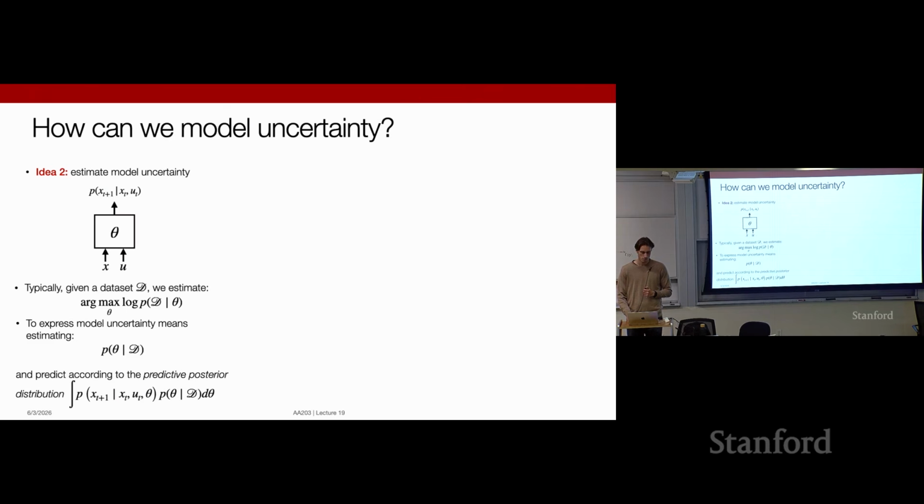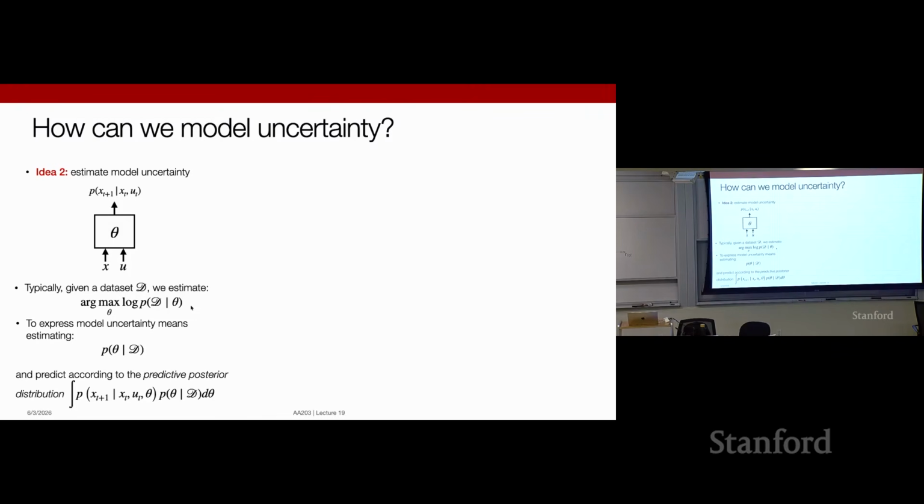Okay, so how do we model for this? How do we estimate this model uncertainty? I would say probably the most common approach for doing so is leveraging Bayesian statistics and Bayesian approaches, whereby we want to express this model uncertainty as a distribution over parameter values, theta, given the observed data. Right?